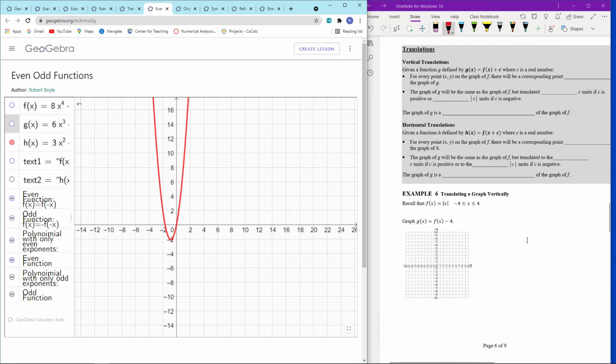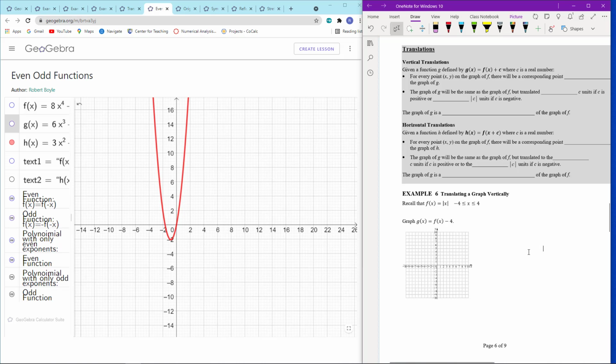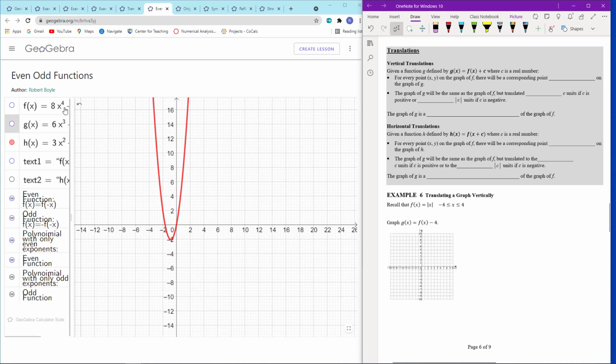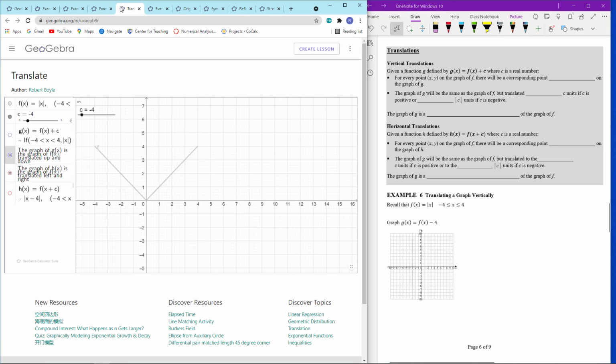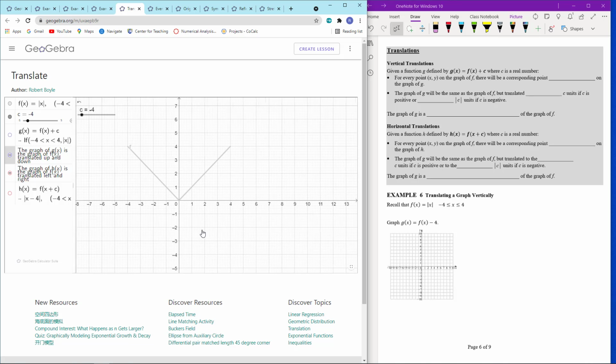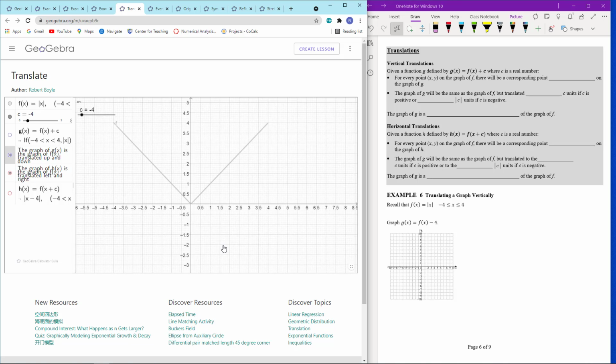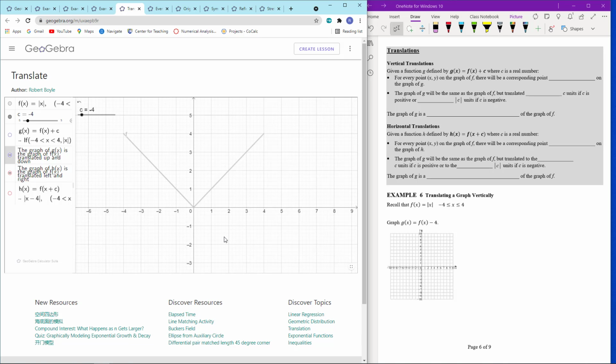And that brings us to translations. And no, I do not mean translations as far as language is concerned. I mean translations of graphs. So let's start off with our basic function right here. This is f of x equals the absolute value of x between negative 4 and 4. It is a V whose domain is from negative 4 to 4 and whose range is from 0 to 4.